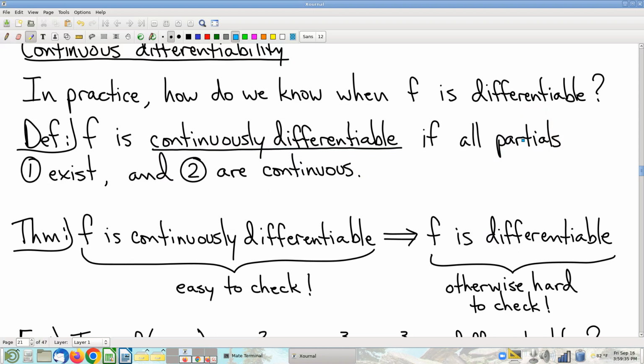It's a very powerful condition. It tells us a huge amount of information about the function. In particular, it tells us that the function is differentiable. So, in the vast majority of the cases, this is how you're going to confirm that a function's differentiable. You're going to do even more than that. You're going to confirm that it's continuously differentiable, and that allows you to conclude specifically that it's differentiable.